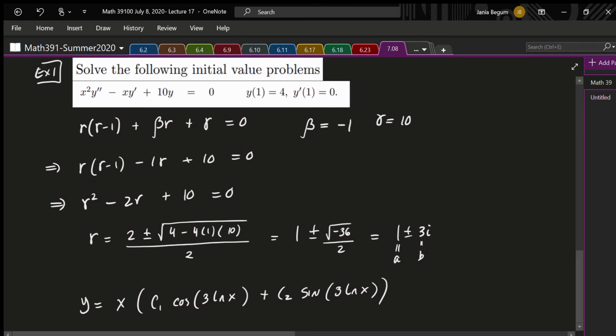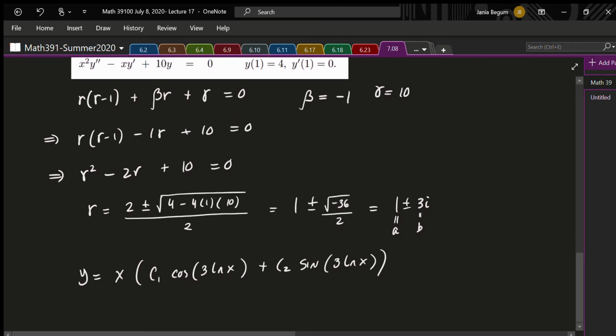Okay, thank you. So let's plug in those initial conditions. We have y of 1 equals 4. That means x is 1 and y is 4, so 4 is equal to 1 times c1. If I plug in 1 for x, ln of 1 is 0, so all the inputs for sine and cosine are 0. Cosine of 0 is 1, sine of 0 is 0. So c1 is 4. Ooh, that's nice.